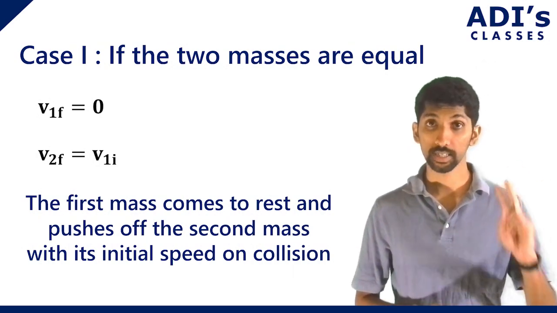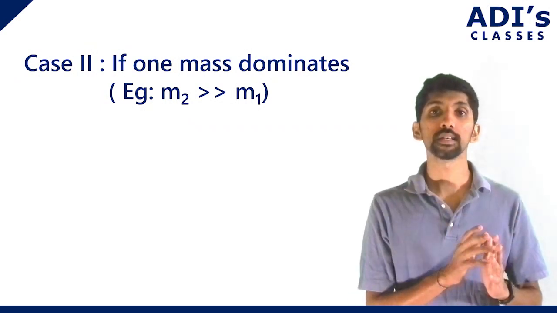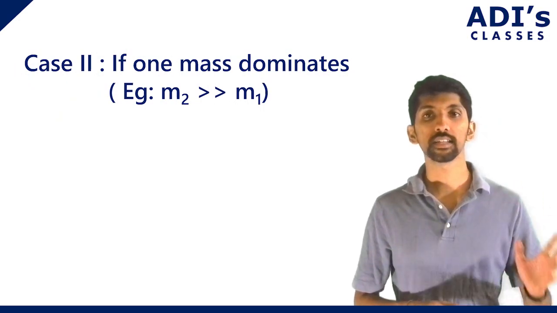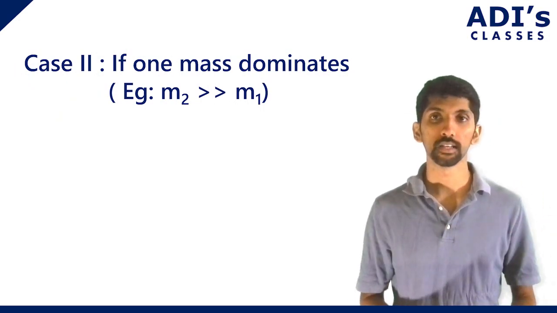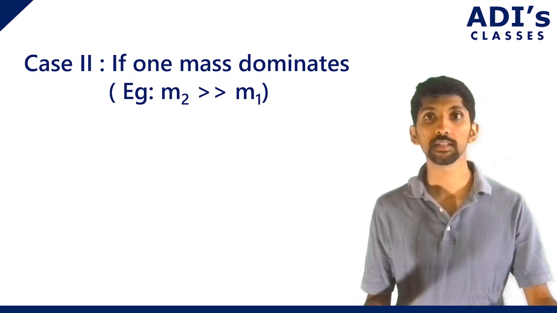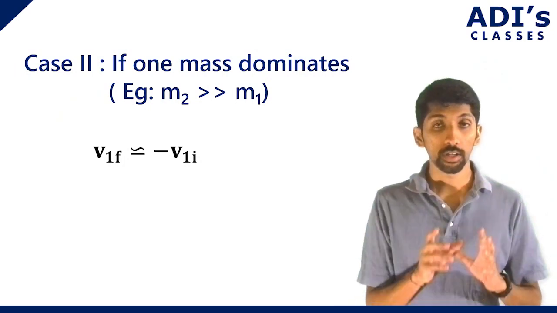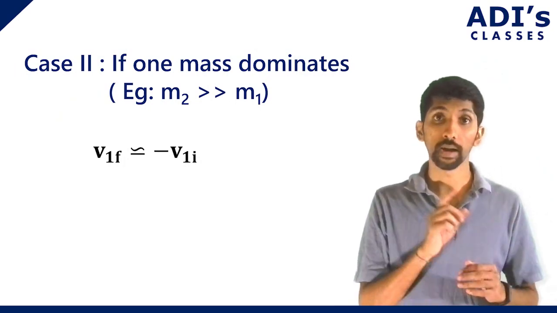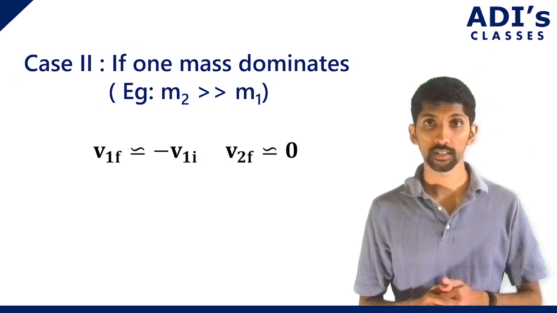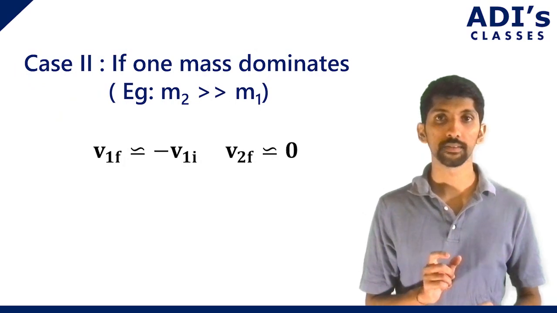Now coming to the second case, case 2. Here, if one mass dominates the other one, that means m2 is very much greater than m1, like you're trying to push a big mountain. So here v1f will almost be equal to minus v1i if you substitute that in the formula, correct? Then v2f will almost be equal to 0, correct?